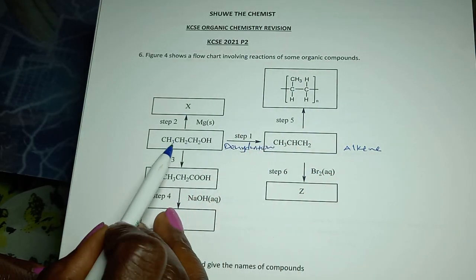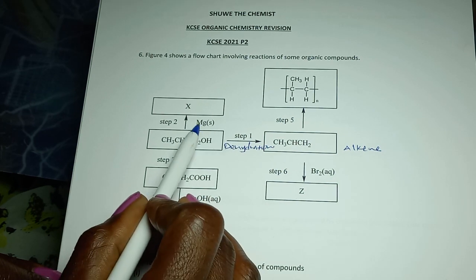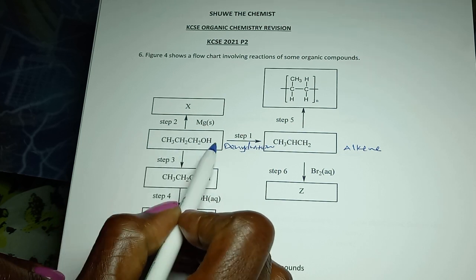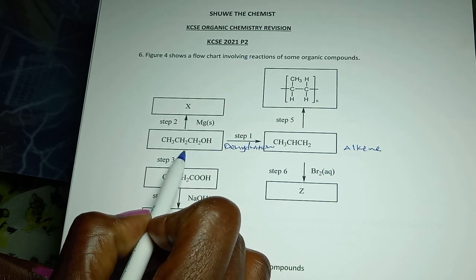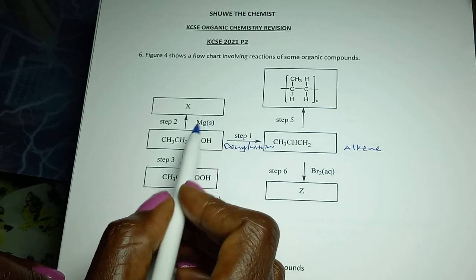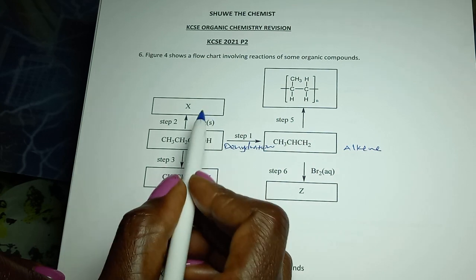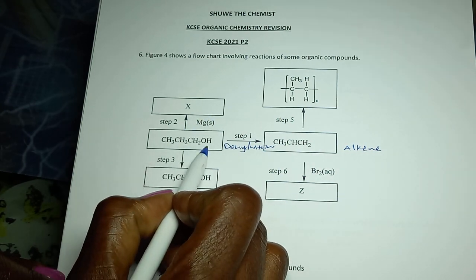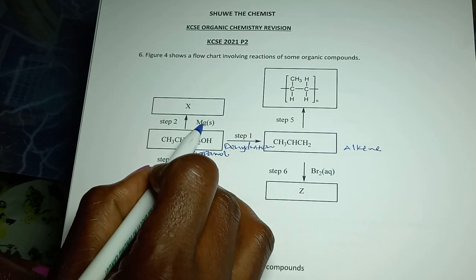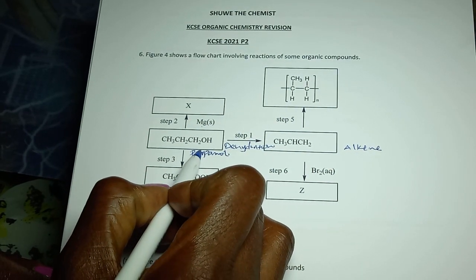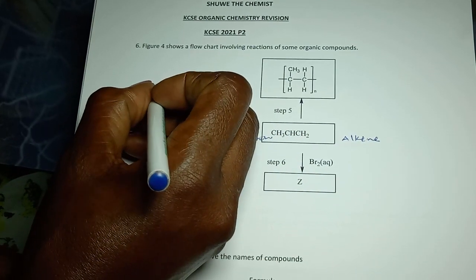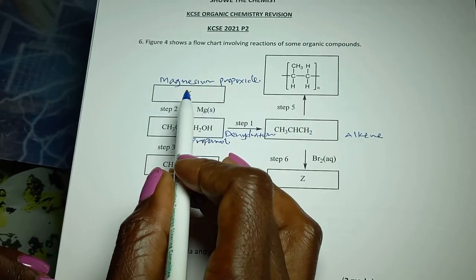When you go to step 2, the alcohol has been reacted with magnesium solid to form compound X. If you can remember, the reactions of alcohol with solids of aluminium or magnesium will form alkoxides. So because it is propanol, the salt or the magnesium compound as a result of the reaction is going to be called magnesium propoxide. So magnesium propoxide is the X.